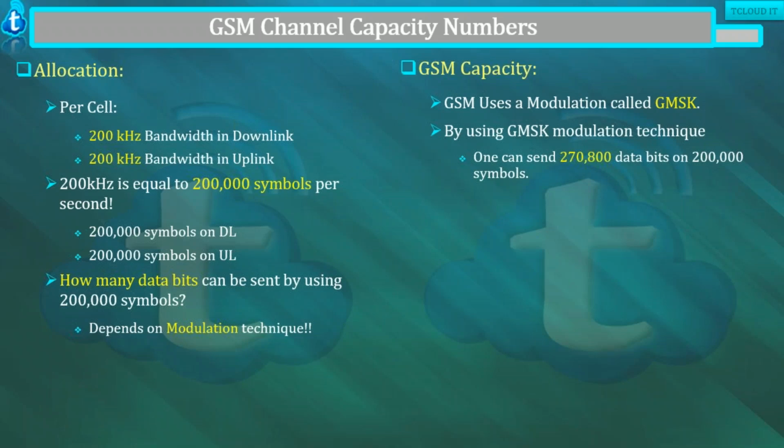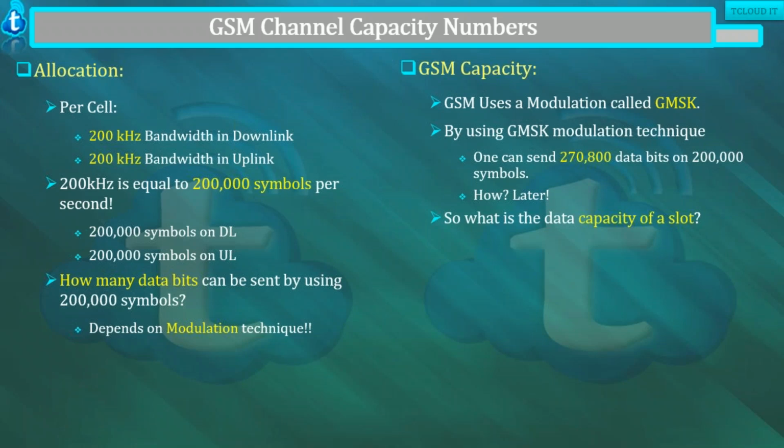We'll directly learn whatever modulation techniques are used in LTE and how they are related to the data rate. We'll be learning that part, but we are not going into it now. So you blindly believe me right now when I say that by using these 200,000 symbols, one could send 270,800 data bits. So it is a little bit more than the number of symbols that are available. Okay, that's great. How? Later. We are not going into that.